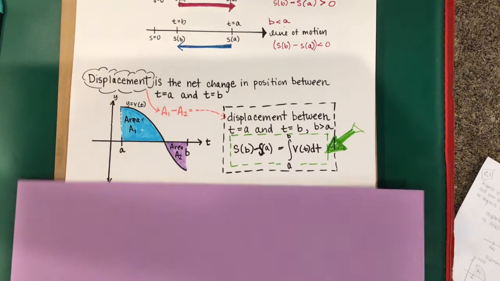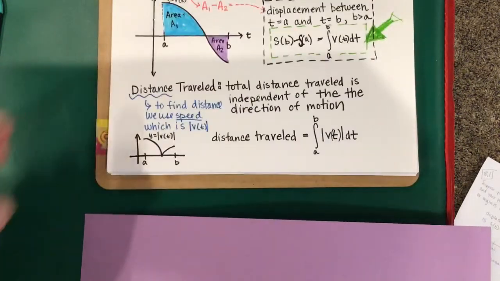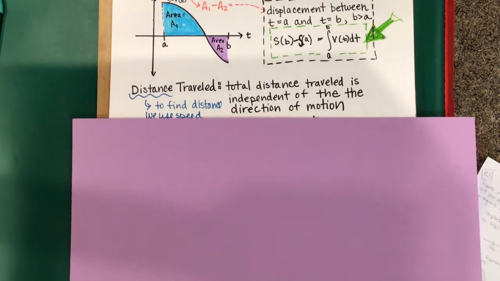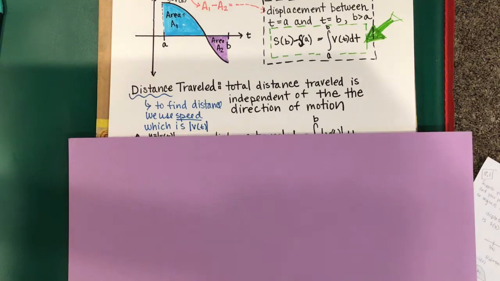Now, when it comes to looking at the difference between the displacement and our distance traveled, when we're talking about the distance traveled, we don't care what direction you're going. As long as you're traveling, it's counting as a distance. So when we're looking at our distance traveled, we want to use the speed, the magnitude of the velocity, because that's what's going to tell us what our actual traveling is, regardless of that direction.